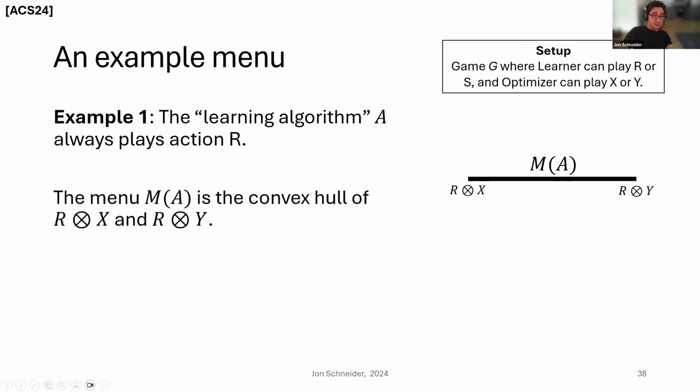So what happens in this example? The learning algorithm always plays action R. What CSPs can you implement against this learning algorithm? Well, as the optimizer, you can always play action X. You can get this CSP R tensor X. You can also always play action Y and get the CSP R tensor Y. And you can also do any convex combination of these two things. For any mixed strategy little y that you can play, you can get capital R tensor little y. So the menu in this case is this convex set, which is just this line segment connecting R tensor X and R tensor Y. All right, very simple case.